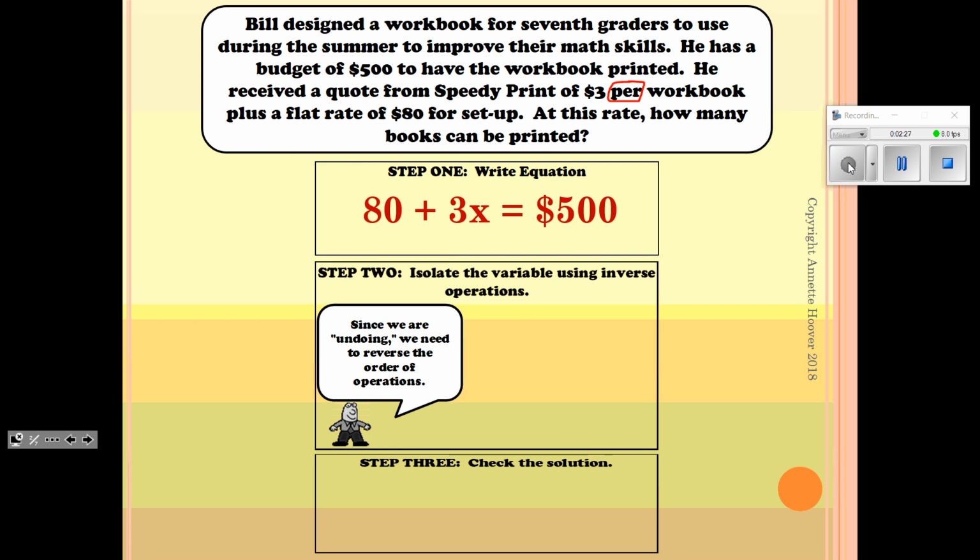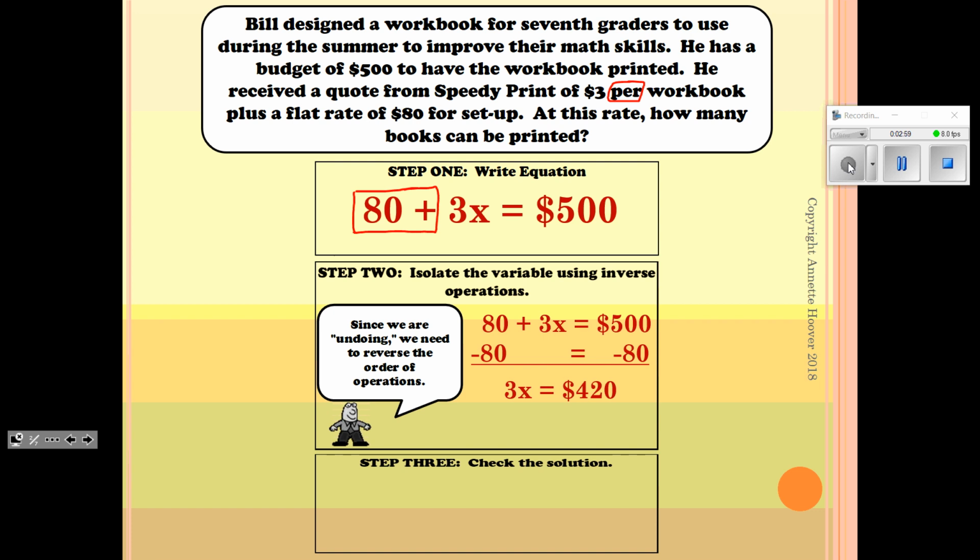Now we're going to solve this as we did yesterday with any two-step equation. Remember that we want to figure out how many workbooks. That's what the x stands for. So we want to get the x, the number, by itself. To do that, we have to move the 80 and the 3 to the other side. We always move what's being added or subtracted to the other side first, if you remember yesterday's lesson. So we're going to subtract 80 from both sides first. That gives us 3x still left on the left side, and 500 minus 80 is 420.